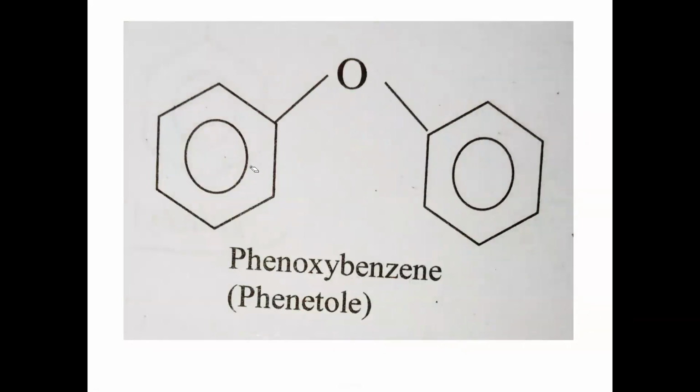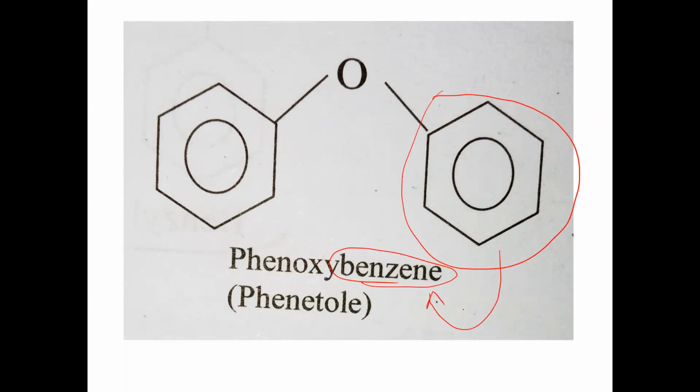Next. Now, between 2 phenyl rings, what is there here? A bond-O-bond is there. Generally, bond-O-bond indicates an ether group. In this case, one ring will be taken as parent. Suppose I am taking this ring as parent. This is the benzene nucleus. This is the parent, which is benzene here.